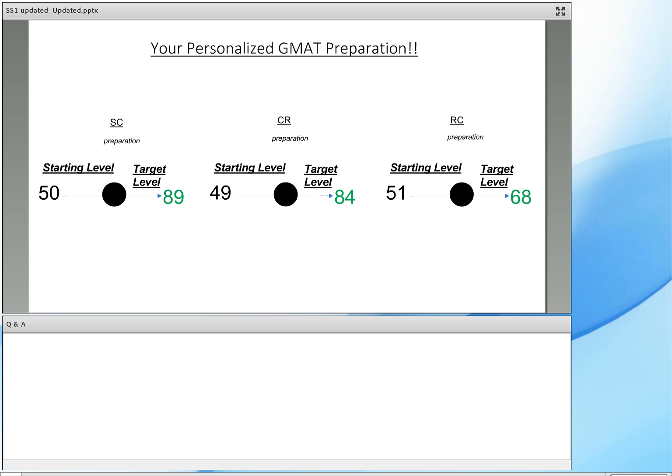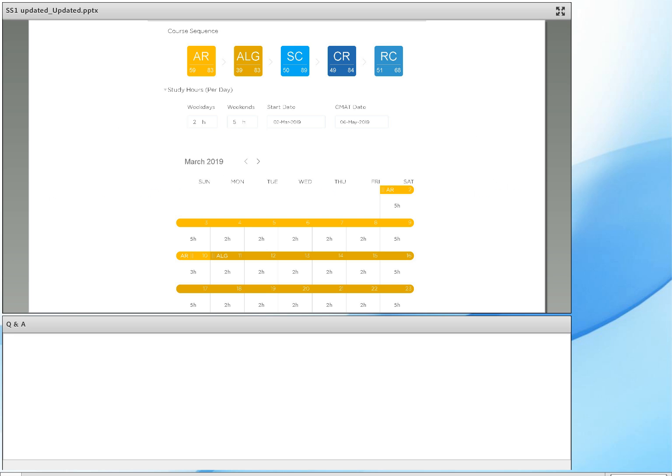The planner doesn't stop there. It also creates a personalized day-by-day study plan where you exactly know what you're going to study on which day. It takes into account how much effort you can put in. It takes into account your starting date, and then gives you an estimate of when you can take the test.